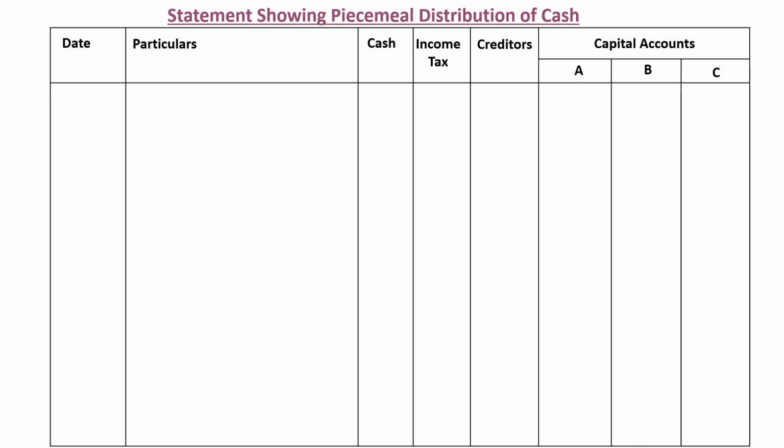And preparation of this statement is a very crucial step in every question in this topic, because if your statement is wrong, then you cannot solve this question or problem on piecemeal distribution of cash properly. Now our statement is ready. Now let us see what the balances of these liabilities are as per the balance sheet. So as per the balance sheet we need to record cash, income tax, creditors, and capital account.